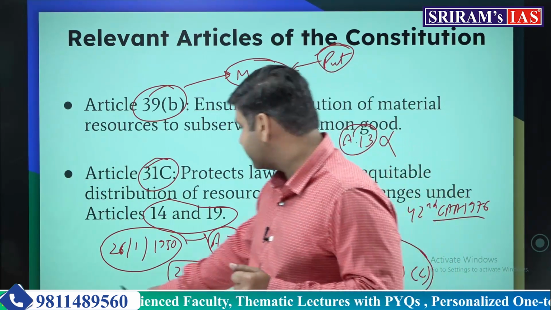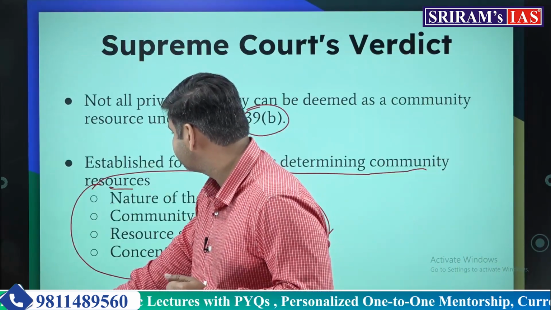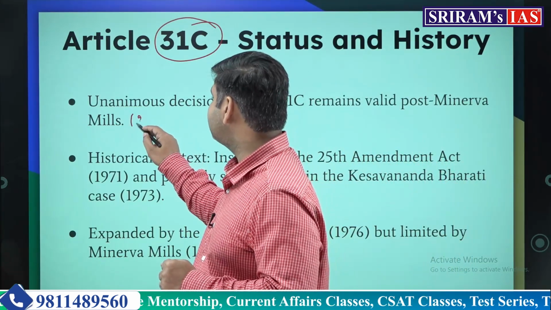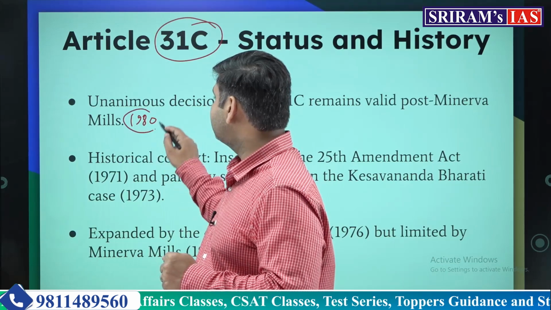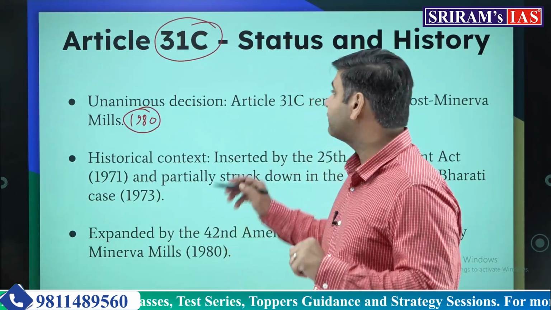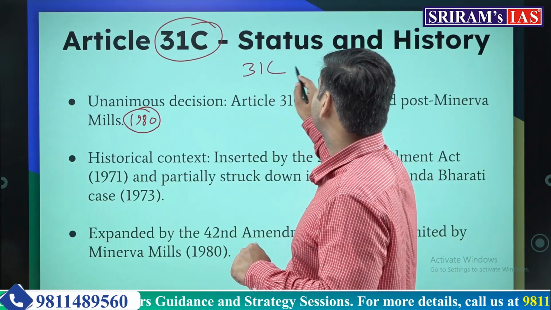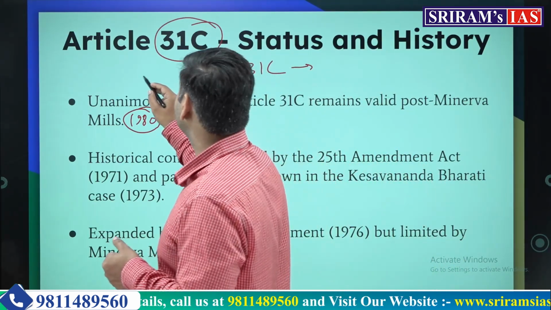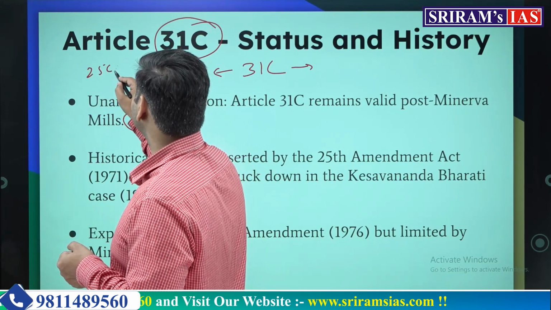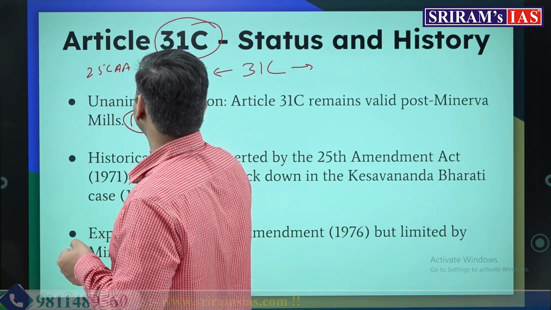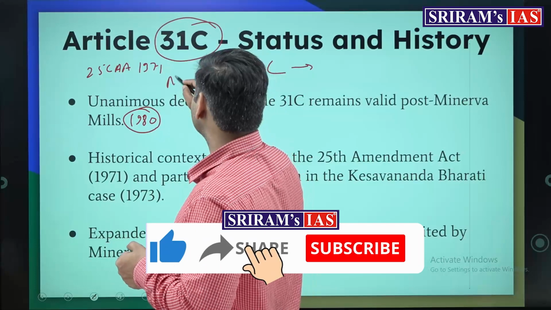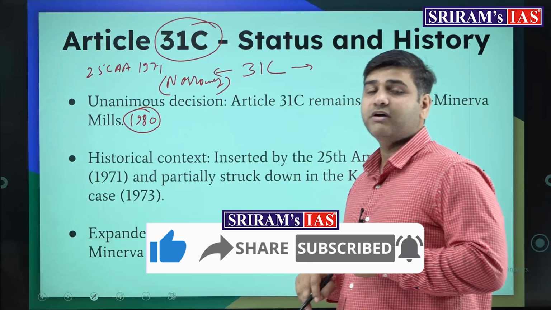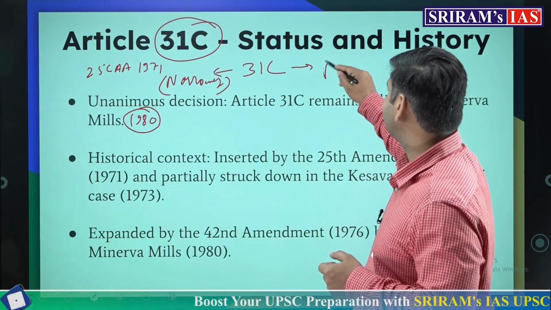what happened in the Minerva Mill case in 1980? This Minerva Mill case of 1980 dealt with the changed definition of Article 31C. So Article 31C has two versions. One version was introduced by the 25th Constitutional Amendment Act in 1971. This version has a narrower definition of Article 31C, and this one has a broader one.